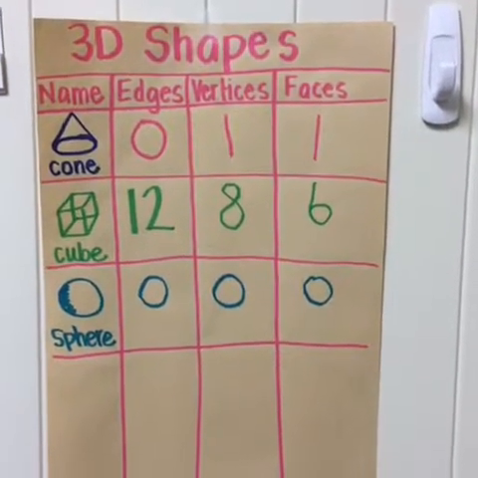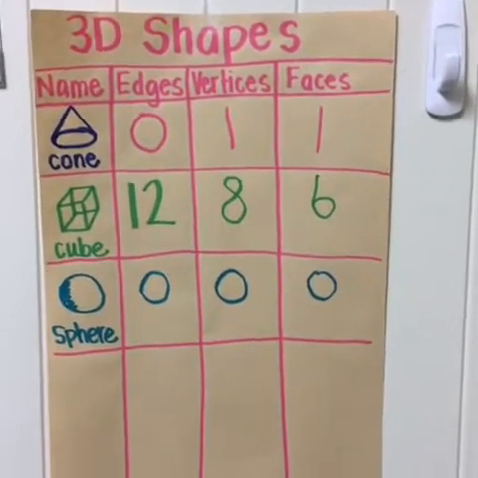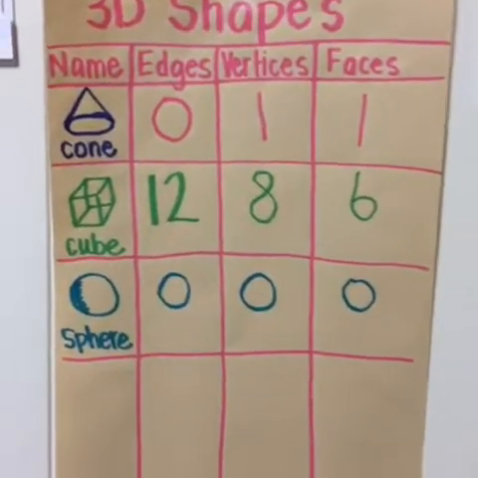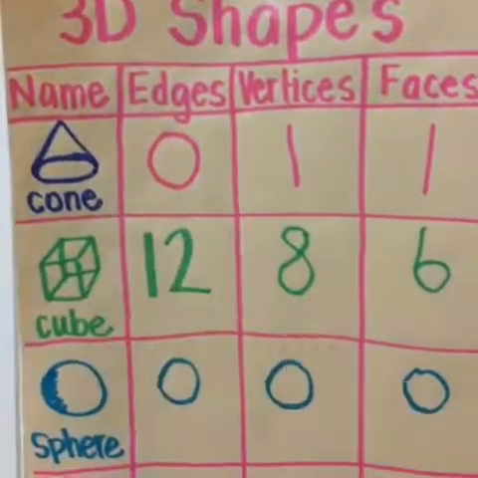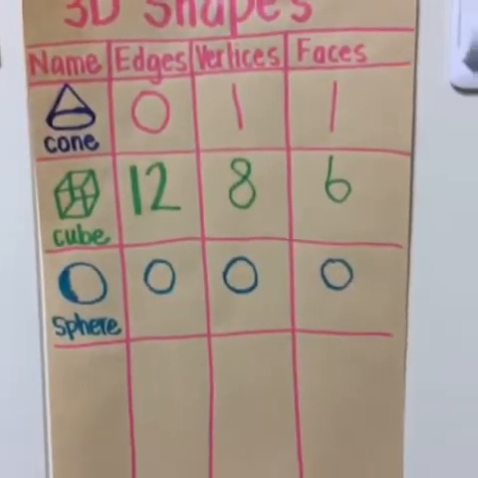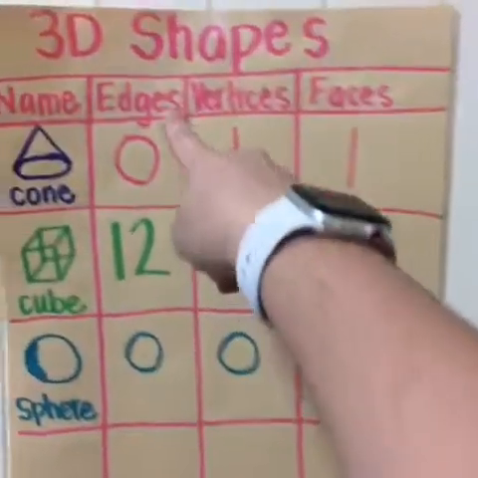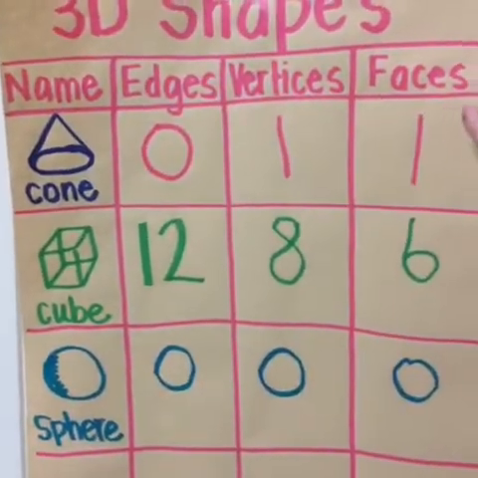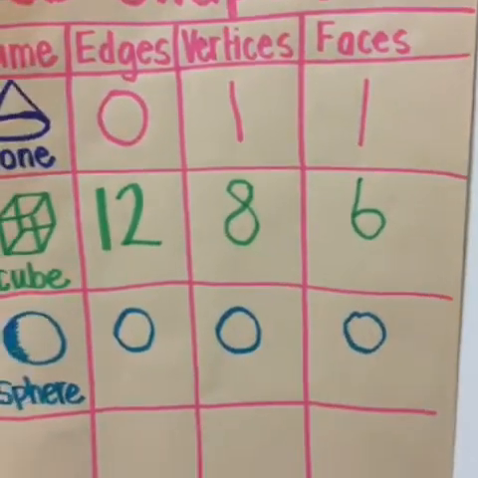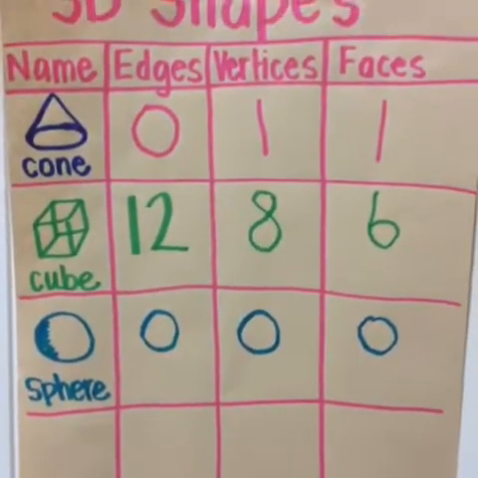We are in math right now, and we are going to go over our 3D shapes that we have been talking about this week. So our first one is a cone. Does everybody see the cone? Okay, that's our cone, and we've been talking about edges, vertices, and faces. So let's look at all of these.